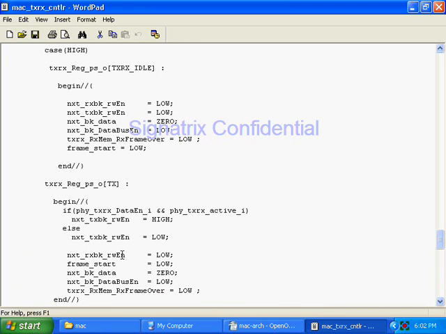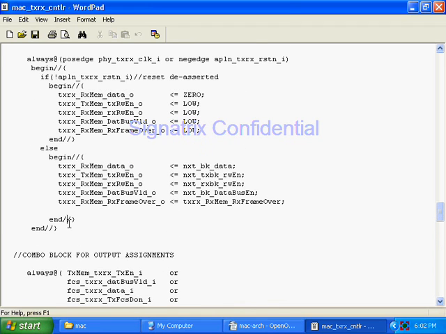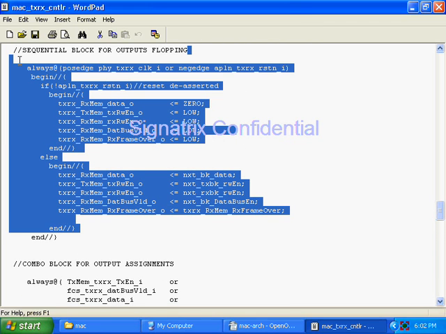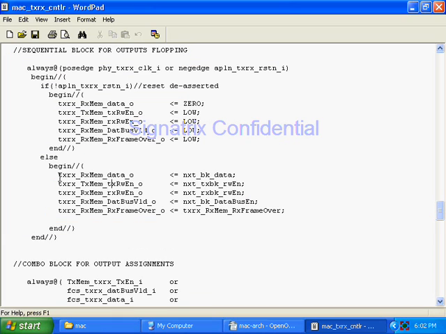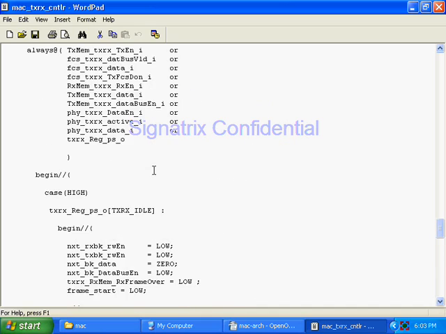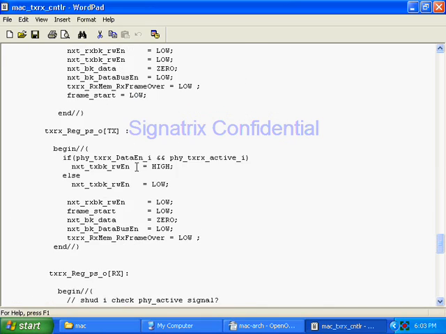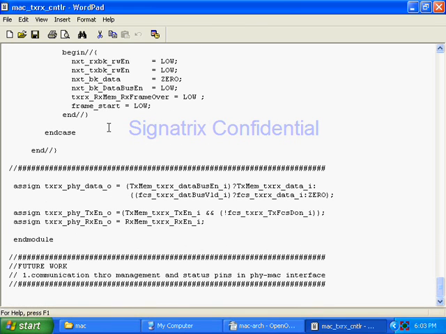Okay, so this is a combinational block for output assignment, and each output should be flopped. That is a safer one, right? That's why I flopped all those outputs here. Memory data output, TX memory enable, RX enable, data valid, RX over, all these signals. So sequential logic for output flopping and combo logic for output assignments.